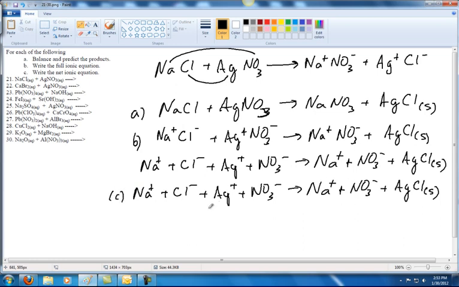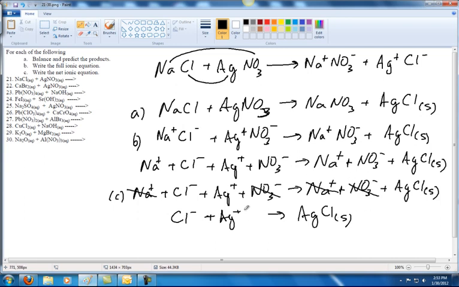And what we're going to do here is get rid of any of the ions that are the same on each side. These are called spectator ions because they don't change from one side to the other. And all we'll be left with is the reaction that forms the solid. So we've got one Na plus here and one Na plus here, that's going to cancel. We've got one nitrate and one nitrate, that's going to cancel. So all we're left with is Cl minus plus Ag plus gives AgCl solid, and that would be the net ionic equation for that one.